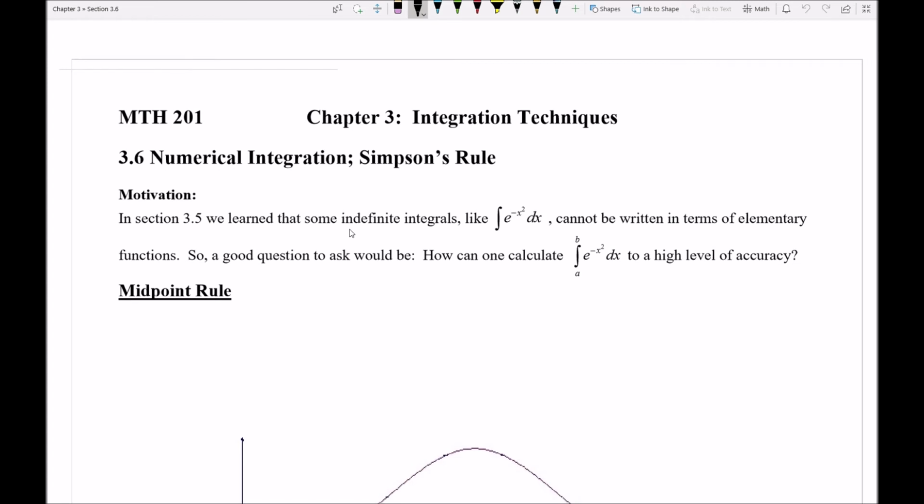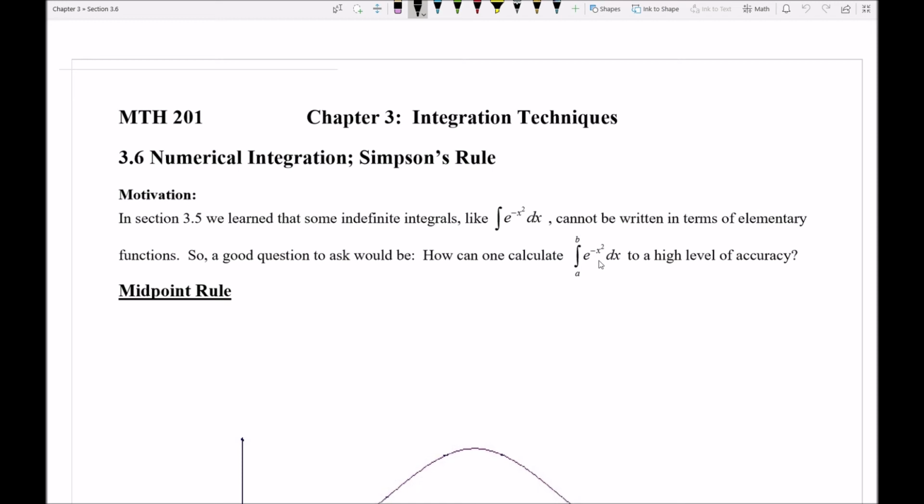So as we start taking a look at the notes here for section 3.6, you'll see that again, right at the top, I go back to this integral of e to the negative x squared. And the question that we were interested in asking at the end of the last section was, how is it that I could possibly calculate an area under this curve to a high level of accuracy?